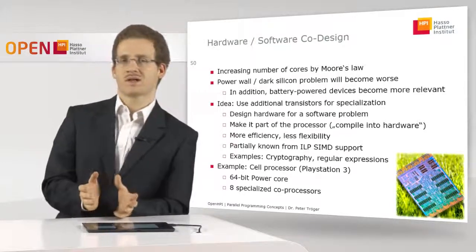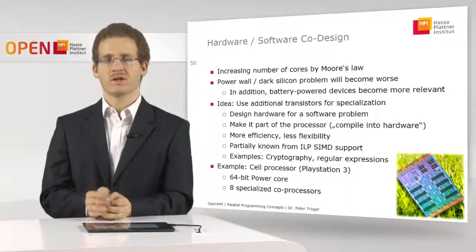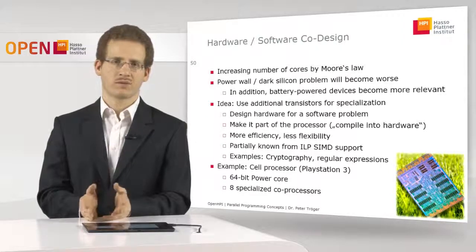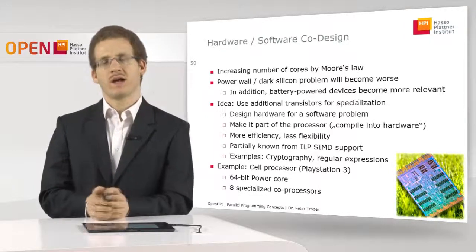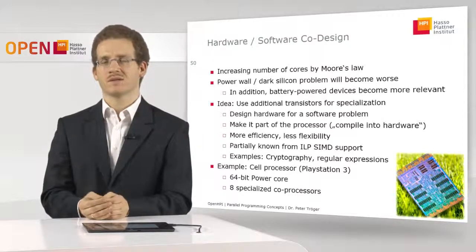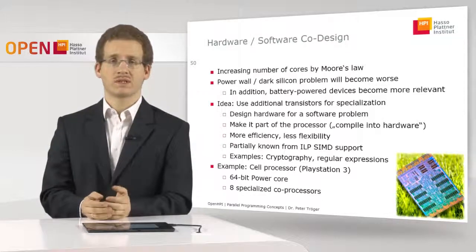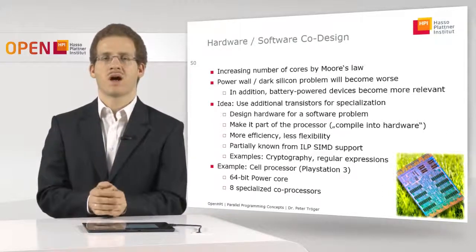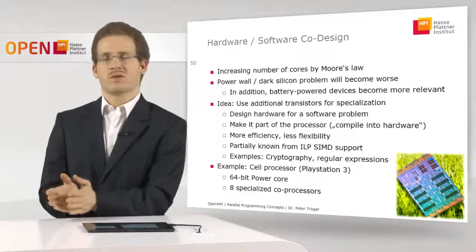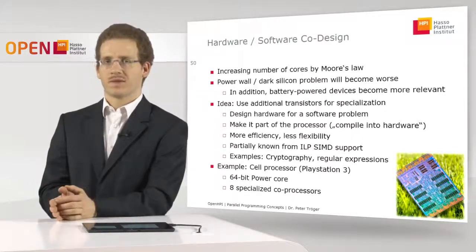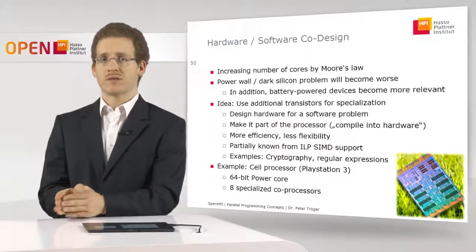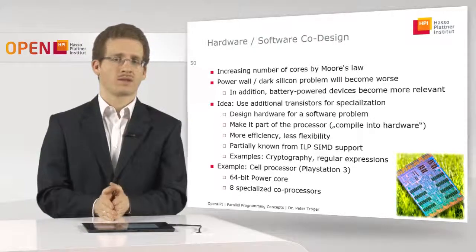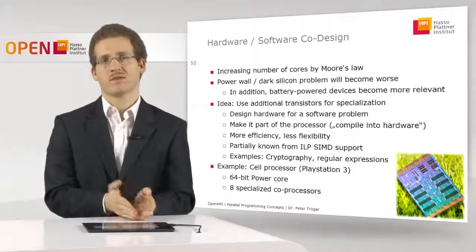There is already an existing example for such a design, which is the Cell processor. You can find this, for example, in PlayStation 3 consoles. It has a 64-bit Power core, which is the general purpose part, and 8 specialized coprocessors. This is a trend which, from our point of view, seems to evolve. So future systems will have this kind of specialization inside the hardware. And the question again is, how do you deal with that in software development? The typical trend is to have libraries that know how to utilize these coprocessors, instead of writing the specific software for the specific coprocessors all the time by yourself.